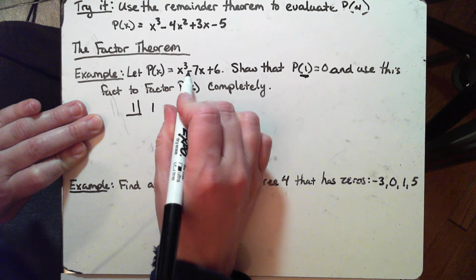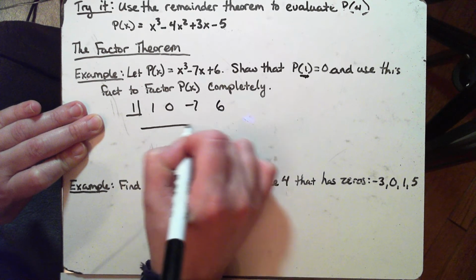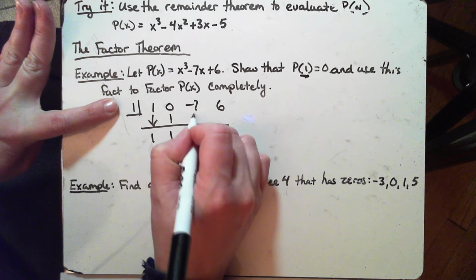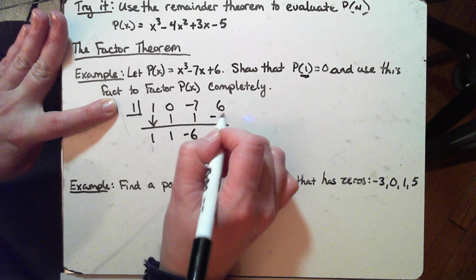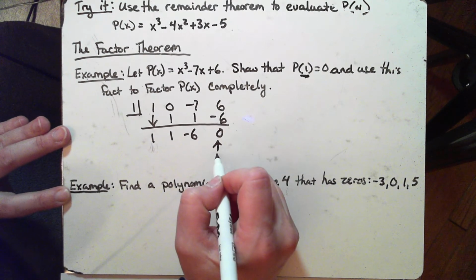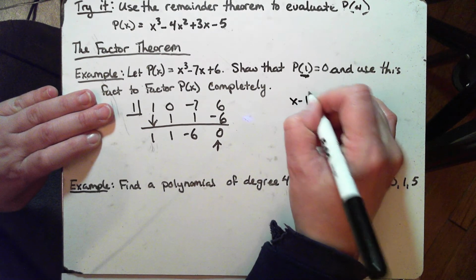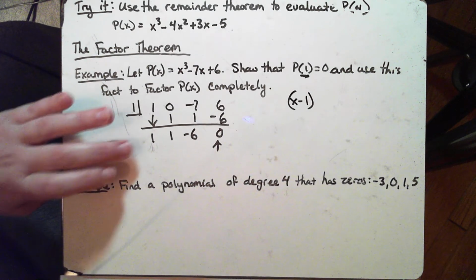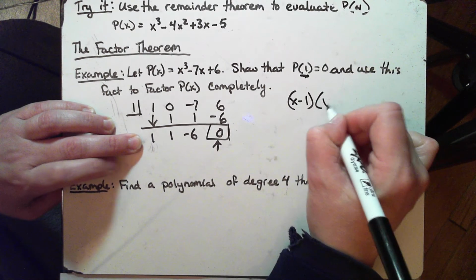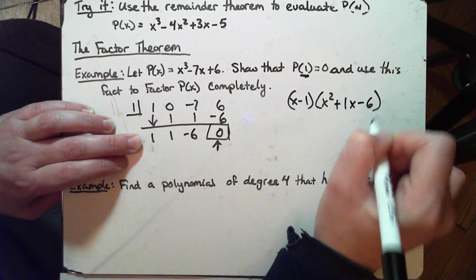Now I'll do my synthetic division. I line up my 1. Notice they skipped x squared, so that's a 0. Negative 7 and 6. Bring down the first number. Multiply, add, multiply, add, multiply, add. Notice my remainder is 0. That means that x minus 1 is a factor of this. And guess what? This polynomial is going to be x squared plus 1x minus 6.